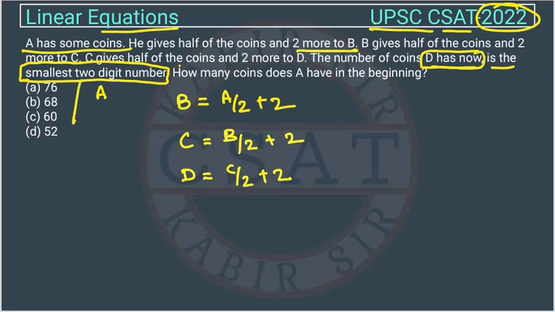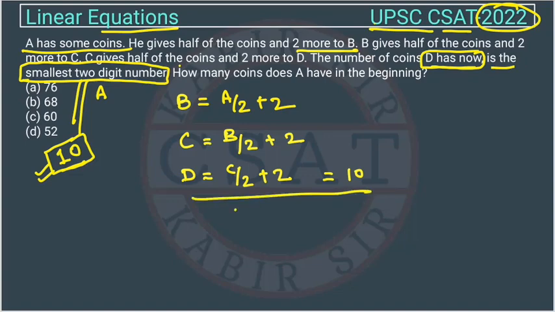The smallest 2-digit number is 10. So 10 is the smallest 2-digit number. This is very important in this question. If you can understand this, you can solve it. So D is how much? D is 10. So we will write this. So how much will be the C from this equation? From this equation, C by 2 is equal to 10 minus 2. So this will be 8. Right. So C will be 16.